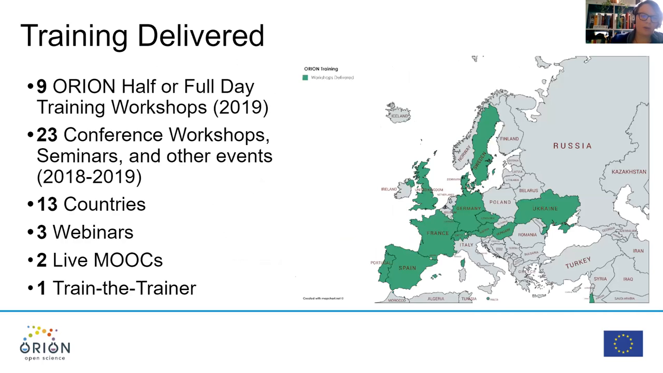So the training we delivered, we did 9 half or full day training workshops, the main event, if you will. And then we did 23 conference workshops and seminars where we came in for an hour or two and just did a workshop as part of a bigger event. That was across 13 countries. We also did 3 webinars. I think that might have increased by now. We did 2 live runs of the MOOC, which I'll talk about, the Massive Open Online Course. And we're doing a Train the Trainer in October, so next month.